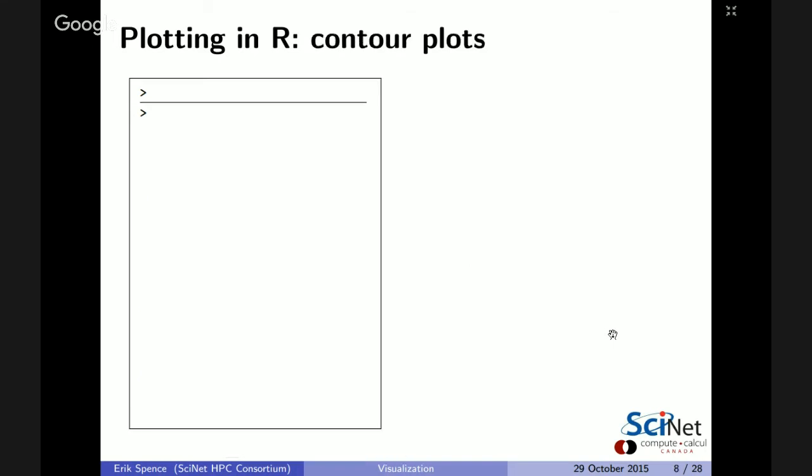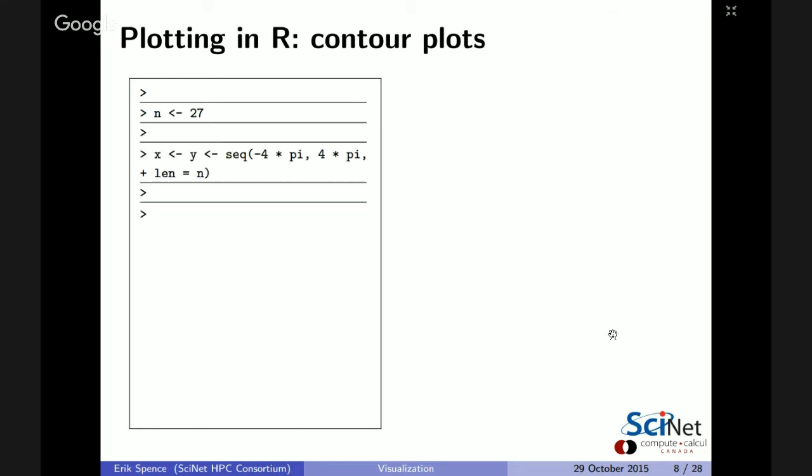Okay, let's do a little bit more. Contour plots. I did a lot of contour plots when I was a grad student. Here I'm creating some data, x and y, just a sequence from -4π to +4π, with a length of n, so 27 steps. Okay, nothing fancy. Notice that you can do that. I don't know if we've shown you that before.